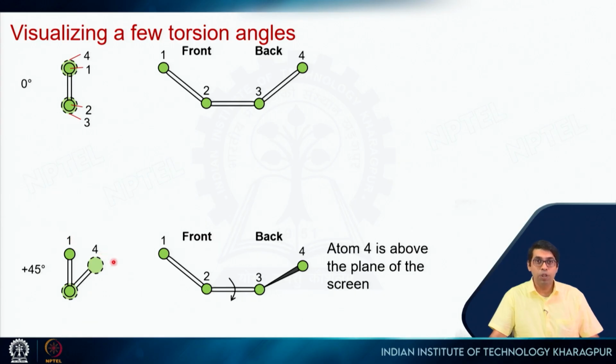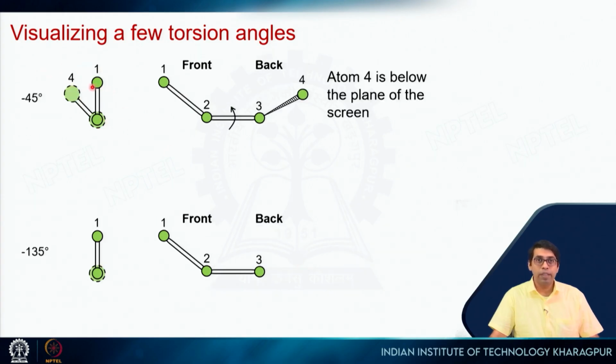So it goes from 0 to 90 to 45 degrees. If I am seeing in this view, it will look like this. So this is 45 degrees, and if I see in this view, the 4th atom will come out of the plane of the screen towards you, and that is shown as this solid wedge.